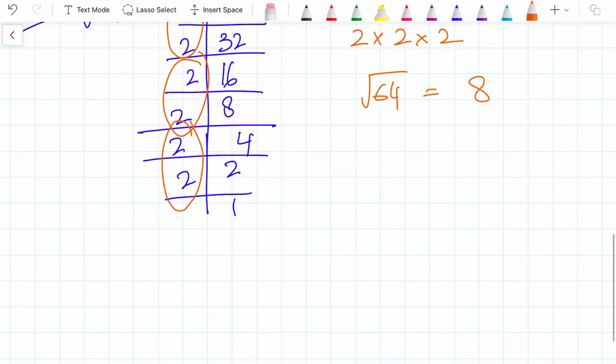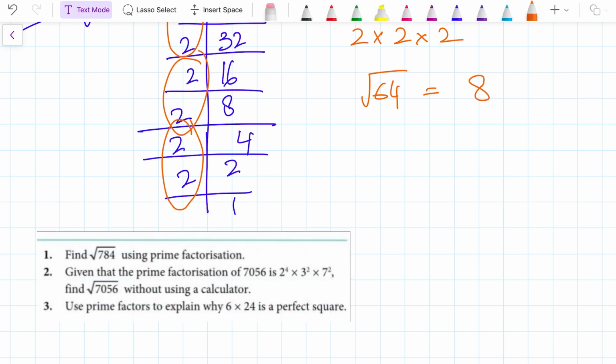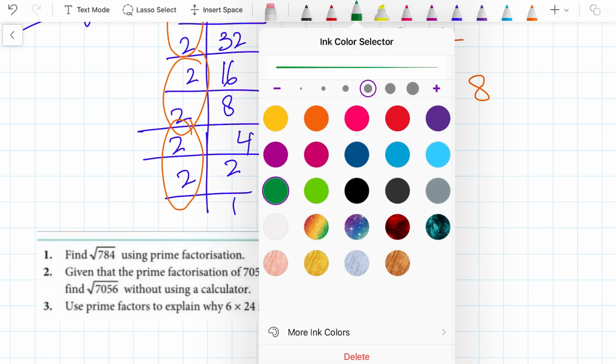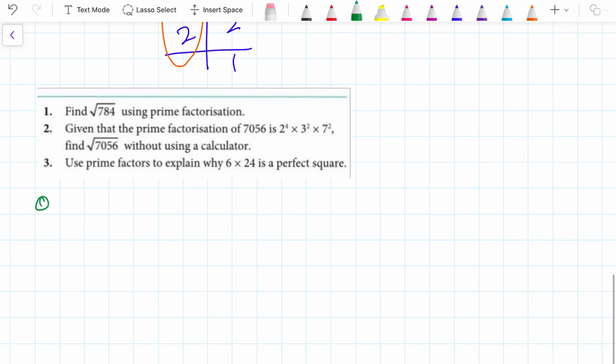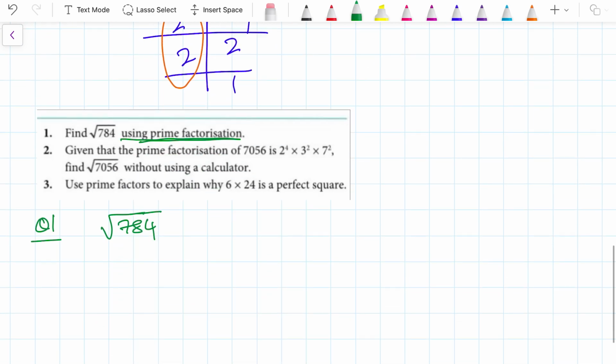Alright, let's do a couple of questions now. Alright, so the first question says I have to find out the square root of 784 using prime factorization. This is called the prime factorization method, because you find out the LCM first, or you find out its prime factors first.